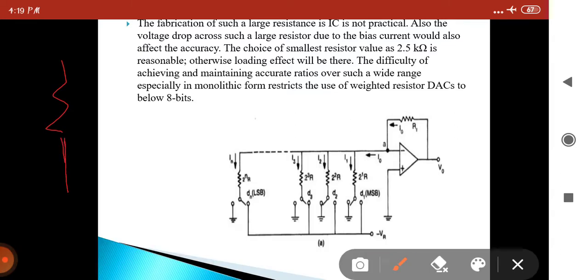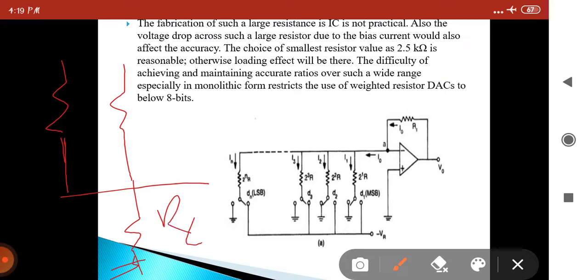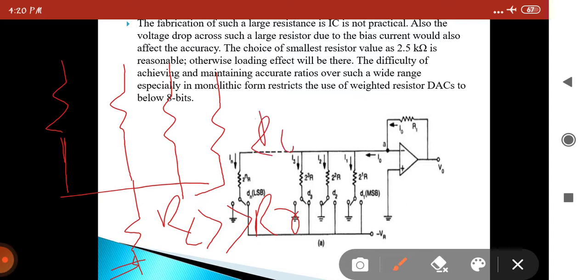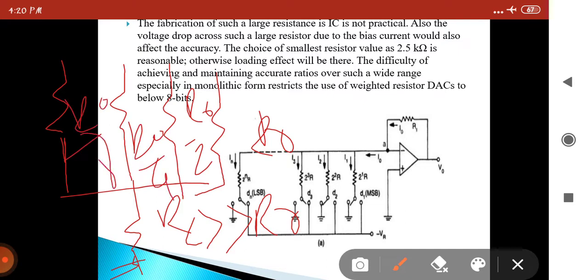This is the resistance. RL is greater than or equal to R naught. R naught, R naught by 2, R naught by 4, R naught by 8. This is the way to write that. Yes, this is the way to write these circuits.